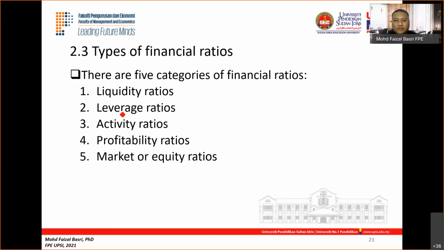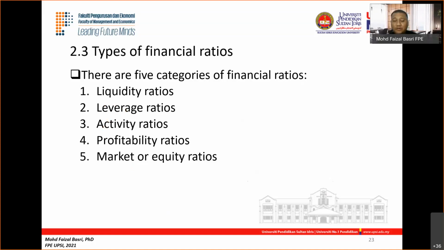Okay, so bear in mind, although we have five categories, in total you will see the ratios can go up to maybe 23, 25 ratios altogether. Okay, so a lot of ratios. So bear with me, and you have to know all the relevant ratios.